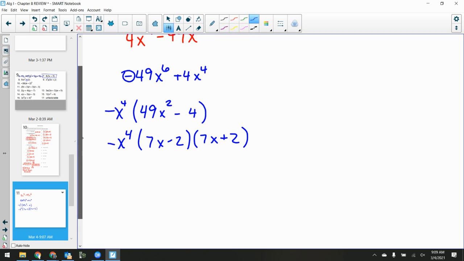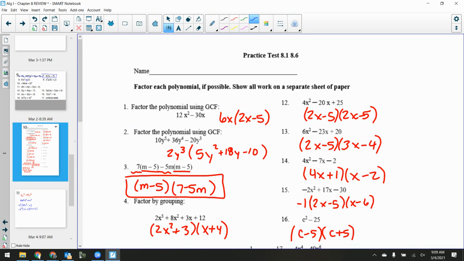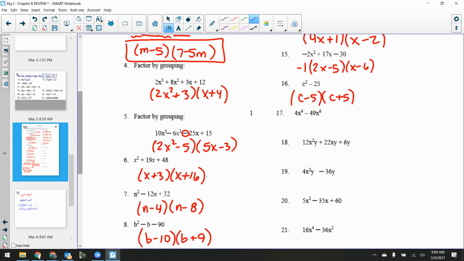A question. Well, yeah, sir. Couldn't you just square the 7x minus 2? No, because that's a minus and a plus, not a minus and a minus. Let me write the answer up there. Negative x squared, x to the 4th, and then a 7x minus 2, 7x plus 2.